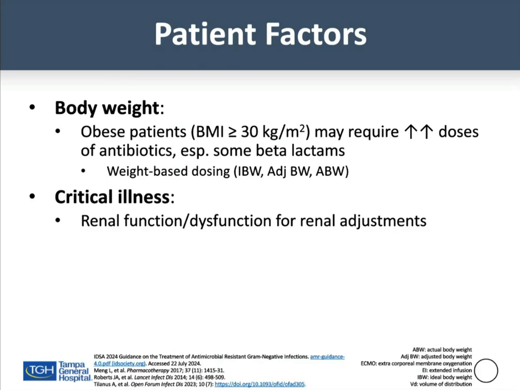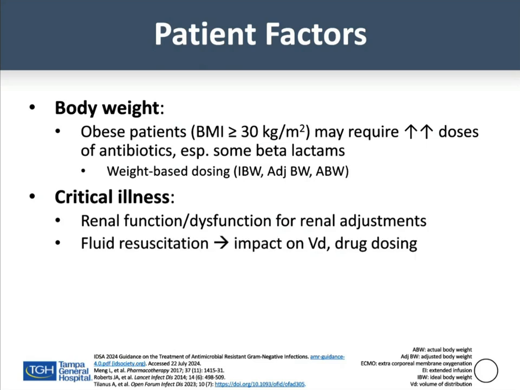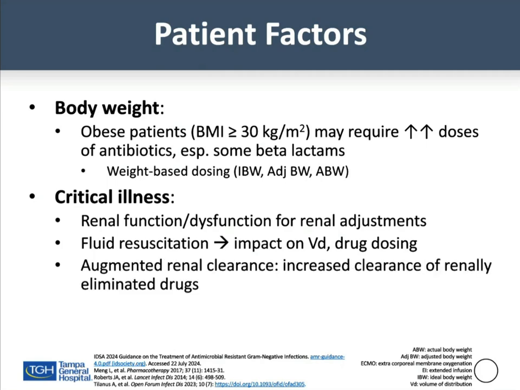Critical illness, I've mentioned this several times this morning. Renal function and dysfunction are going to be important for renal adjustments. We don't want to be underdosing in that early time frame of critical illness. Fluid resuscitation is going to impact our volume distribution and our drug dosing. And then augmented renal clearance, which definitely is a phenomenon we see. How do we actually know that it's going on? Great question. But that's going to increase the clearance of our renally eliminated drugs. So that also may influence us to push drug dosing.